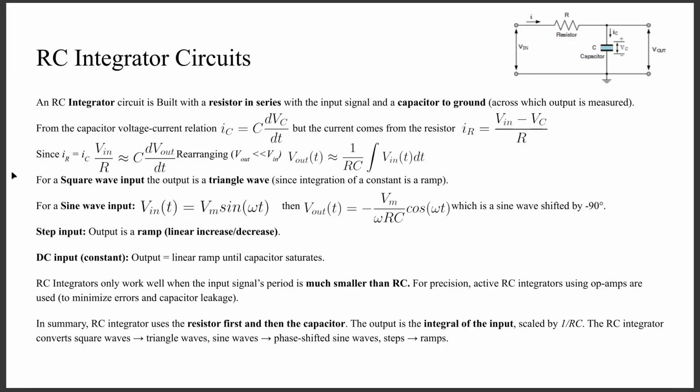In summary, the RC integrator uses the resistor first and then the capacitor. The output is the integral of the input scaled by 1 over RC. The RC integrator converts square waves into triangle waves, sine waves into phase-shifted sine waves, and steps into ramps.